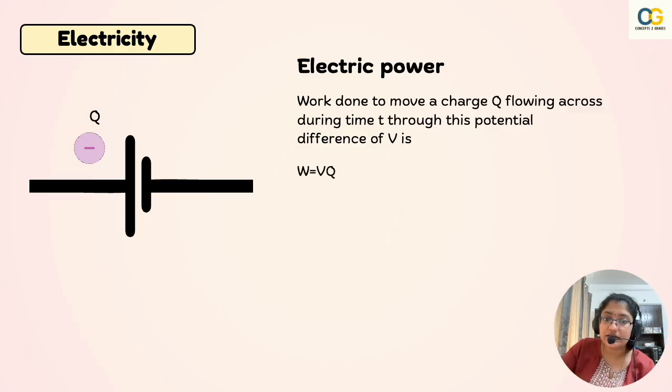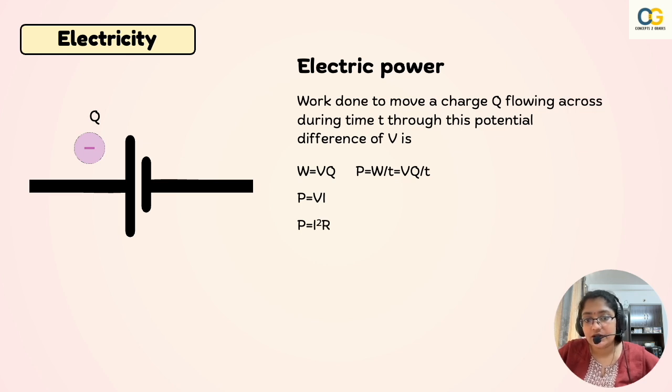So work done is given by V into Q, and power is work done by time. So VQ by T, and Q by T can be written as I. So power is nothing but V into I. If I apply Ohm's law, I can write power as I square R or V square by R. So these are the two expressions of power.